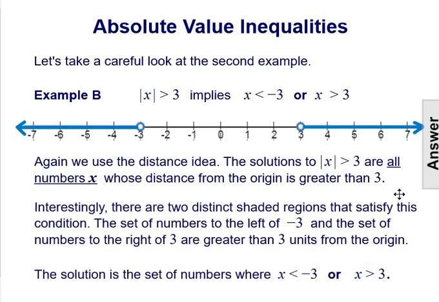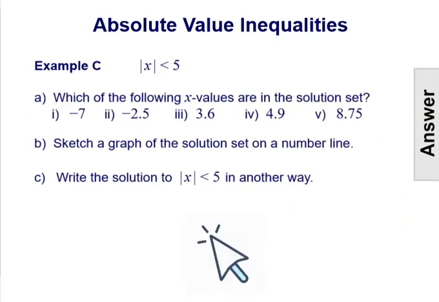Interestingly, there are 2 distinct shaded regions that satisfy this condition. The set of numbers to the left of negative 3 and the set of numbers to the right of 3 are greater than 3 units from the origin. So the solution is the set of numbers where we have this OR compound inequality. Let's take a look at some more.